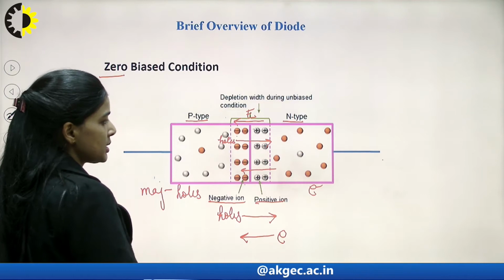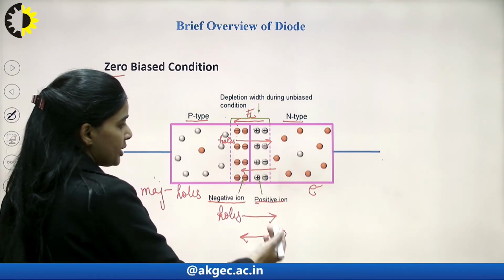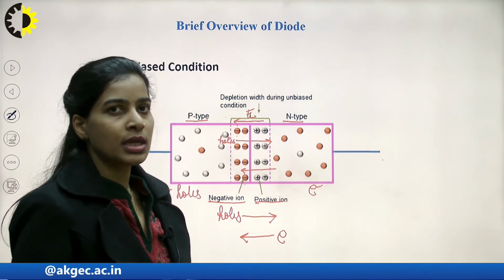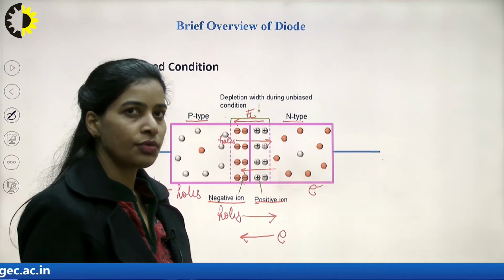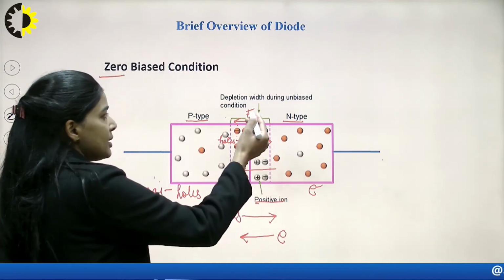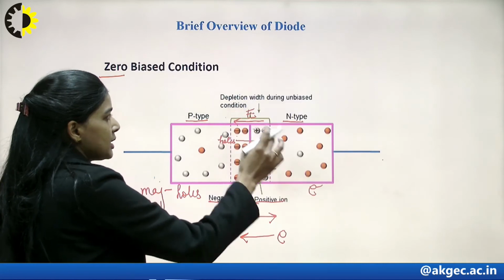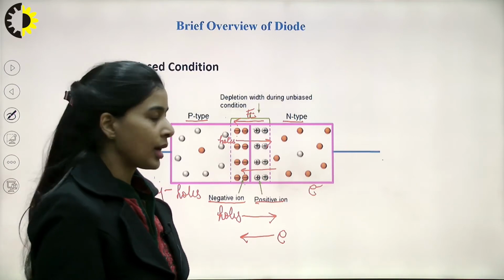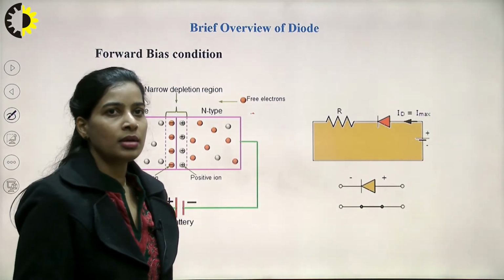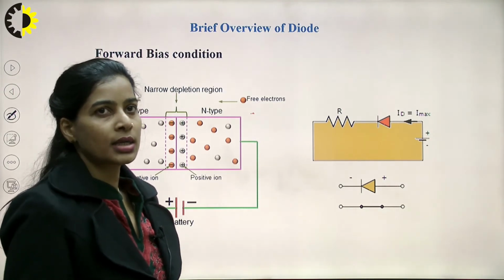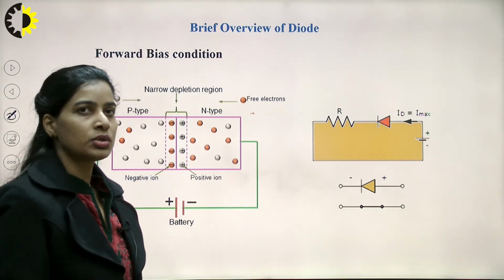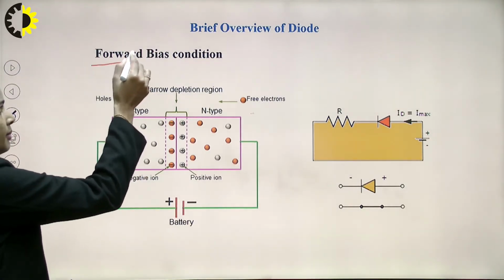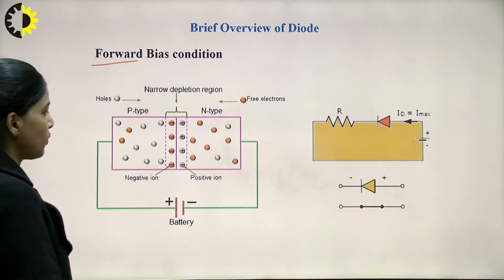One more point is that if the holes and electrons are moving due to the diffusion process, then obviously there will be some diffusion current, and as there is an electric field created here, that electric field will also contribute to the current. Now if we want to conduct a sufficient amount of current through this diode circuit, then we will apply forward bias to the diode. What is forward biasing?